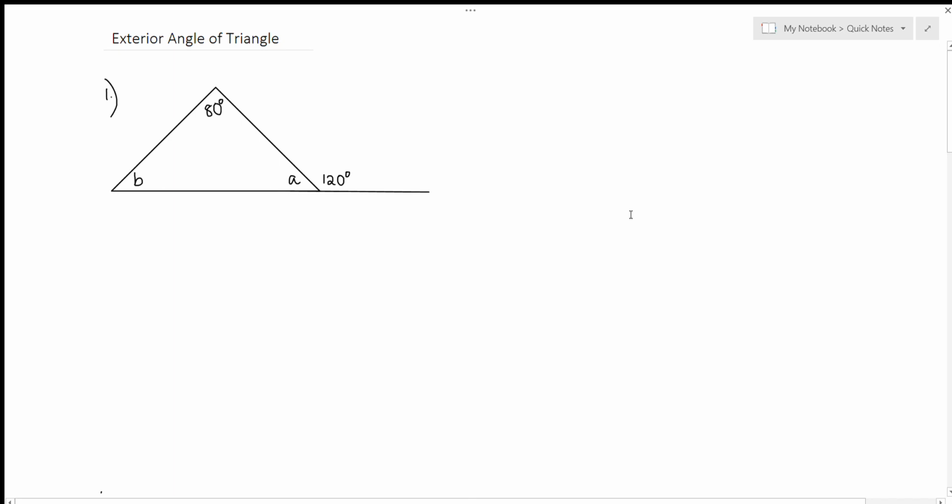Today my lesson is going to be on the exterior angle of a triangle. Now before I explain the exterior angle of a triangle, I'm going to work it out in an easier, more simple way. So if I look at A and 120, you can see that these are angles on a straight line. So A plus 120 degrees is equal to 180 degrees. Adjacent angles on a straight line.